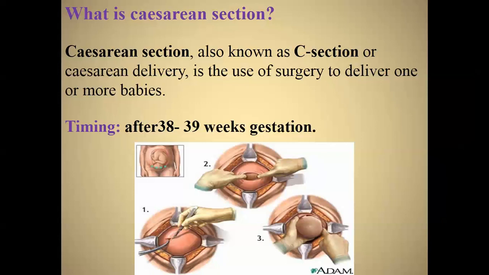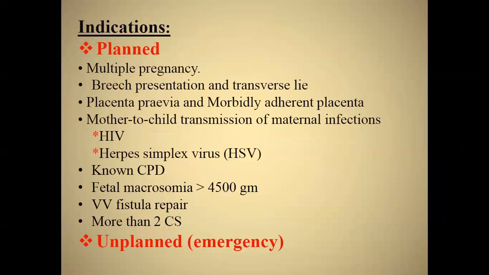The timing for elective cesarean section is about 38 to 39 weeks of gestation, and this is because we want to have good respiratory and lung maturity. The indications: we have two types of cesarean section, either planned, which is elective, or unplanned, which is an emergency one. The elective cesarean section, for example, for multiple pregnancy, any multiple pregnancy with first twin non-cephalic should be delivered by cesarean section.